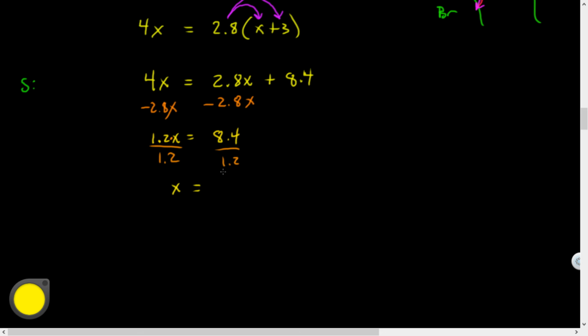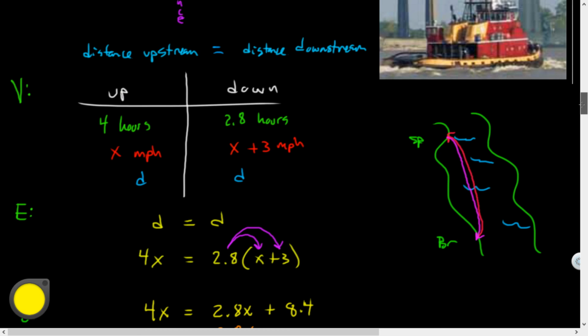X equals, and it looks like this is just, what is that? I was going to say 4. Why was I going to say 4? 7. 12 goes into 84. You were quick on the arithmetic, friend. So I get x equals 7. What did x equal in my problem? X was a speed. So 7 miles per hour was the speed that it was traveling upstream.